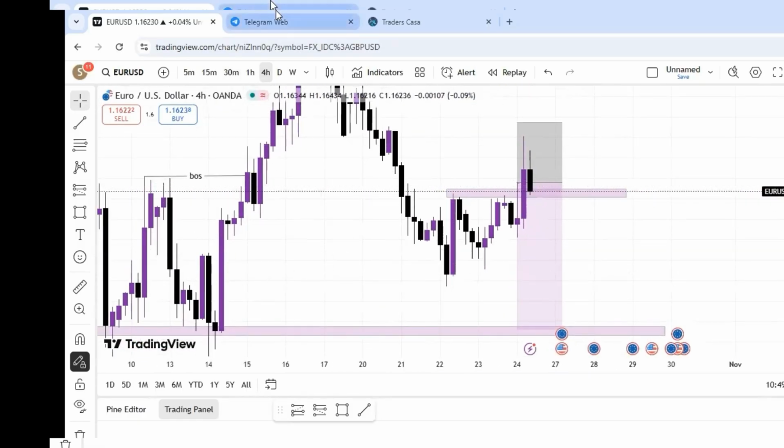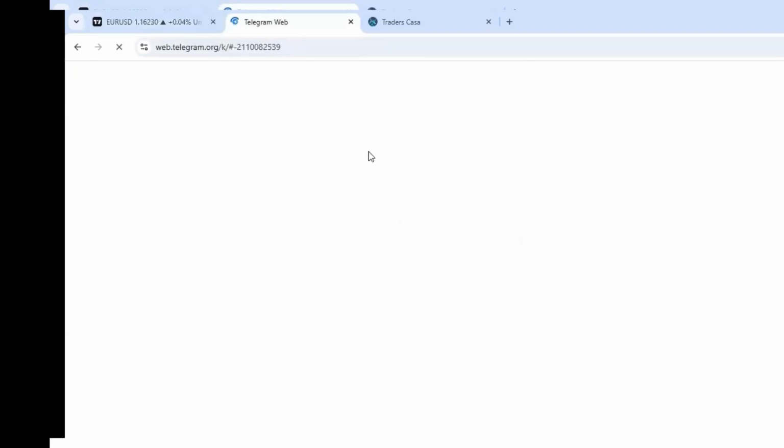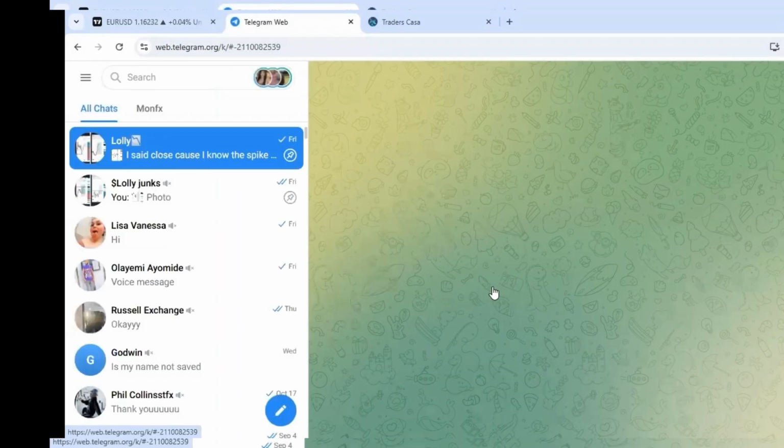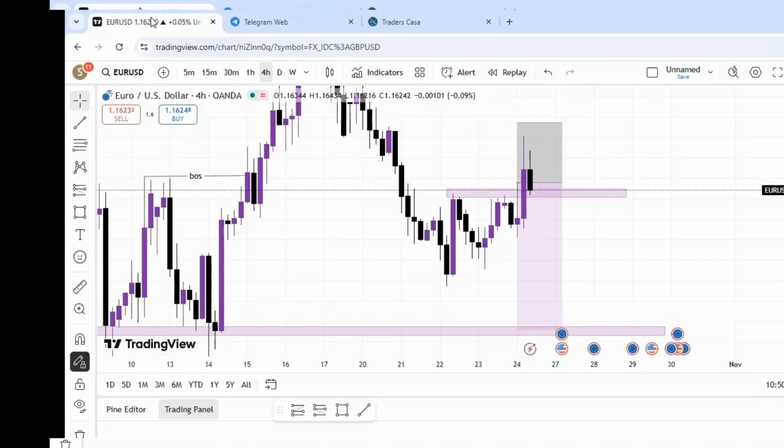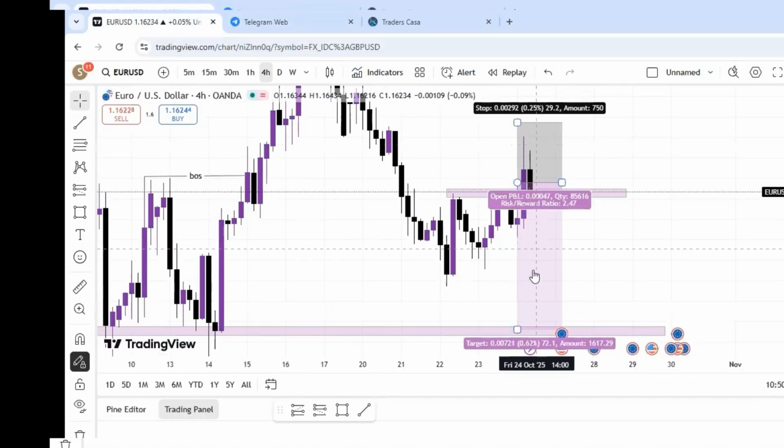I told my people that, okay, after the news, you are free to enter. Yes, so that's all. I said close. I knew this move was going to occur. You can re-enter, then set your 20-30 pips stop loss and all of that. So that was it. And let's see how this plays out.